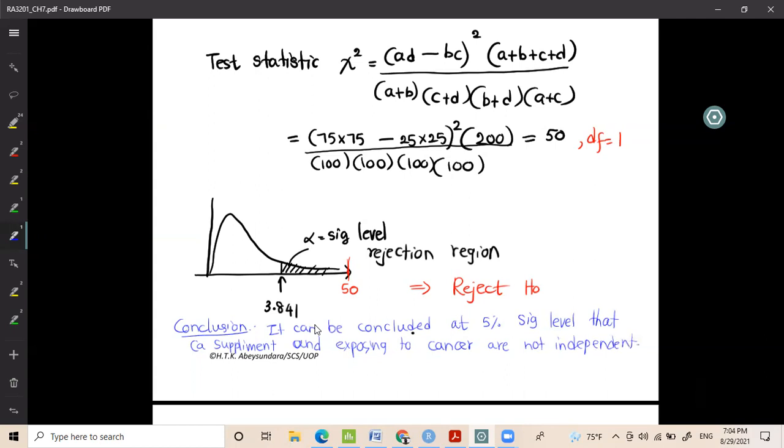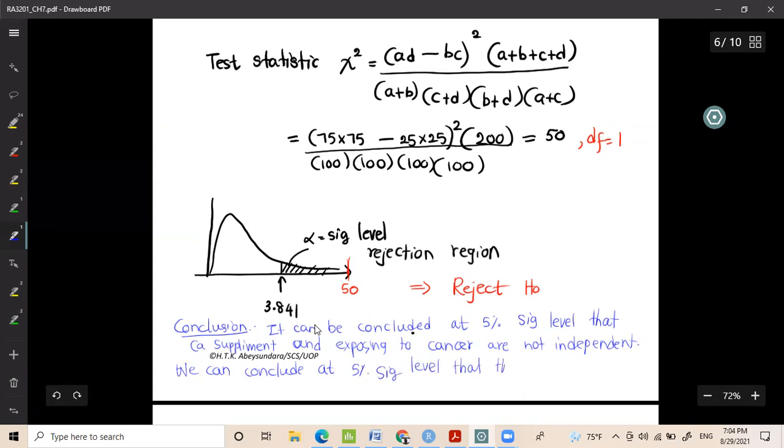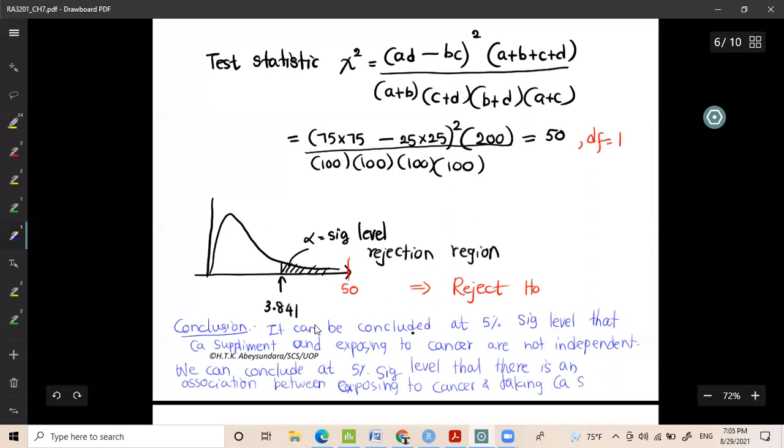Or you can say, we can conclude at 5% significant level that there is an association between exposure to cancer and taking calcium supplement. So either way you can write it in this form or this form. It's up to you. Whatever is easier for you, you can go with that.